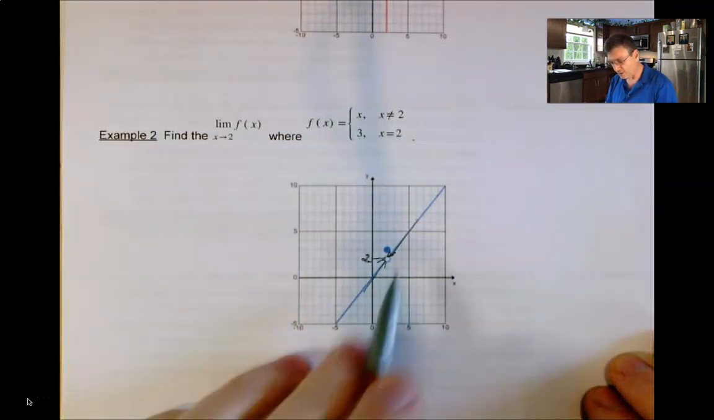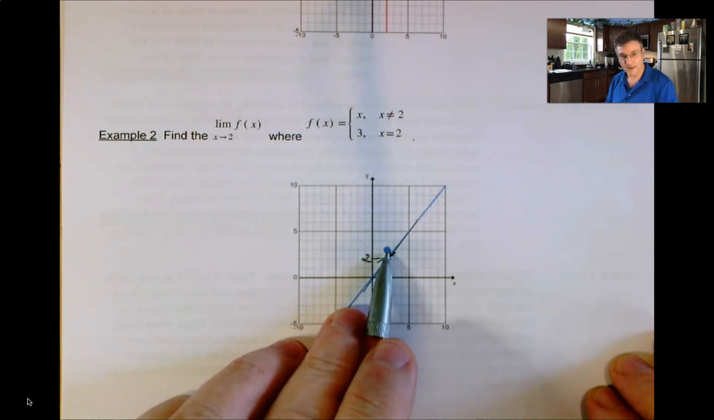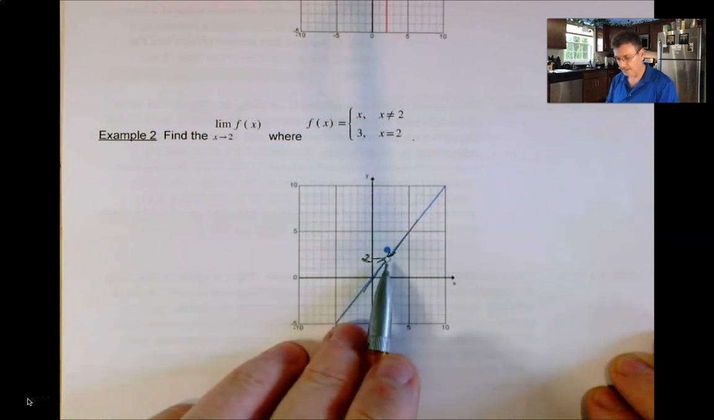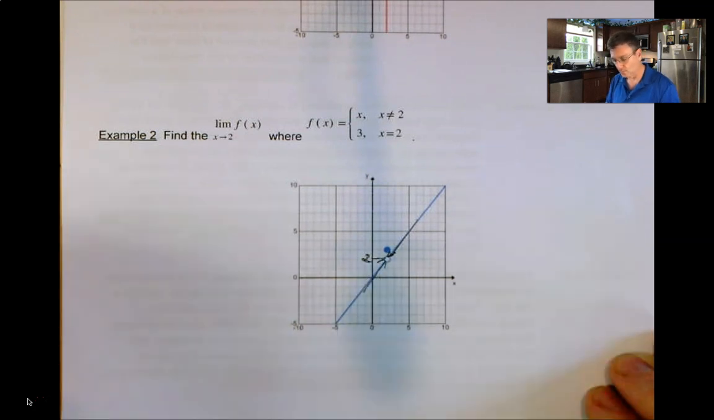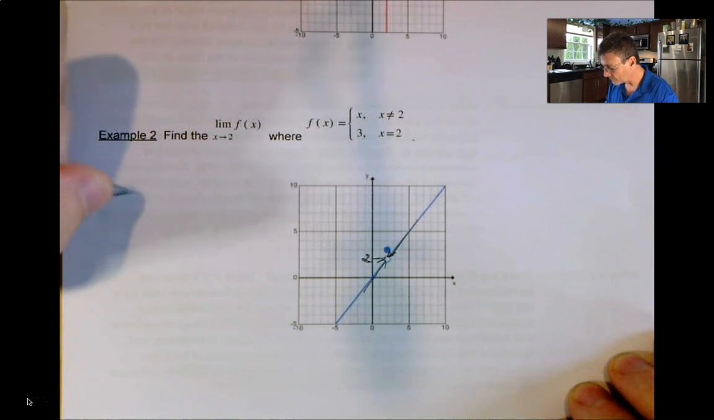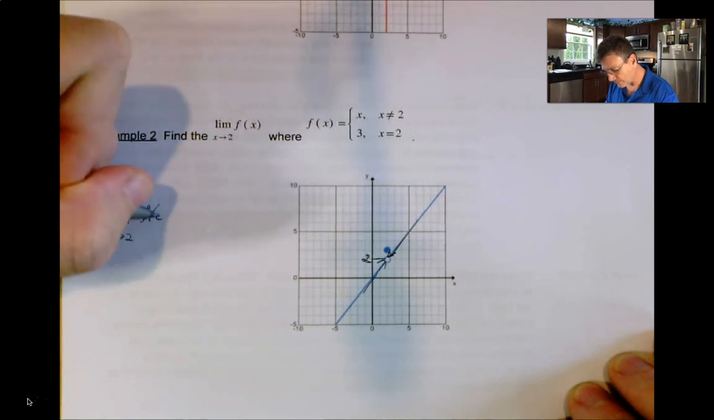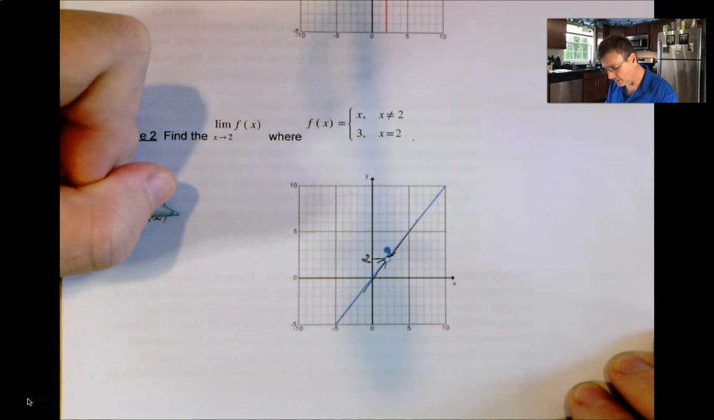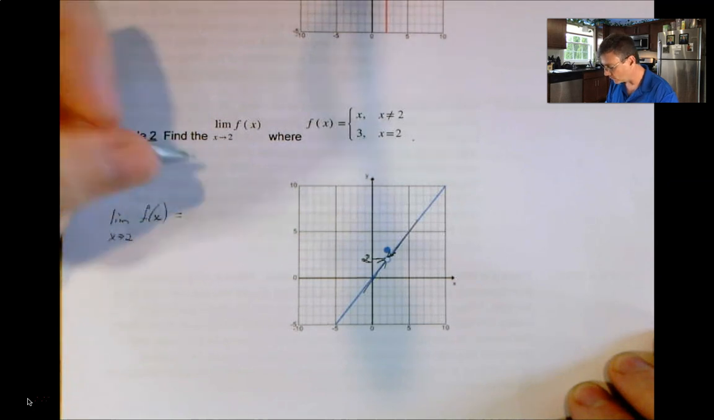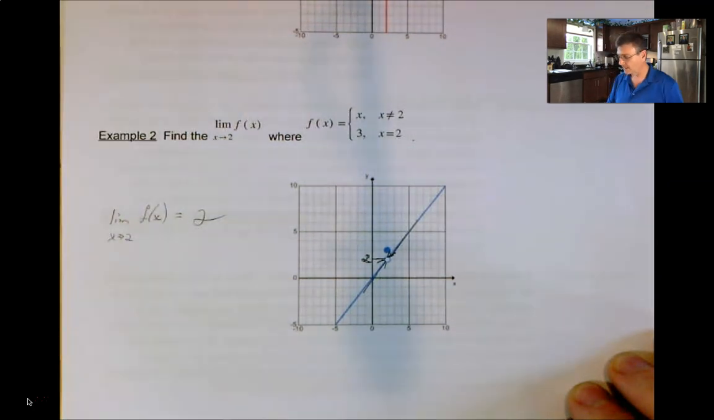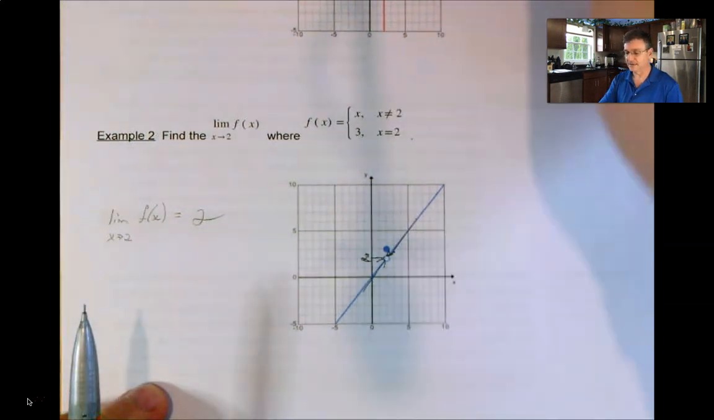So even though the function value is 3 when x is 2, the limit's value is 2 when x is 2. So the limit as x approaches 2 of f of x, I'm not going to rewrite the whole piecewise function, equals 2. Again, because from the left and from the right, we're both approaching the same location.